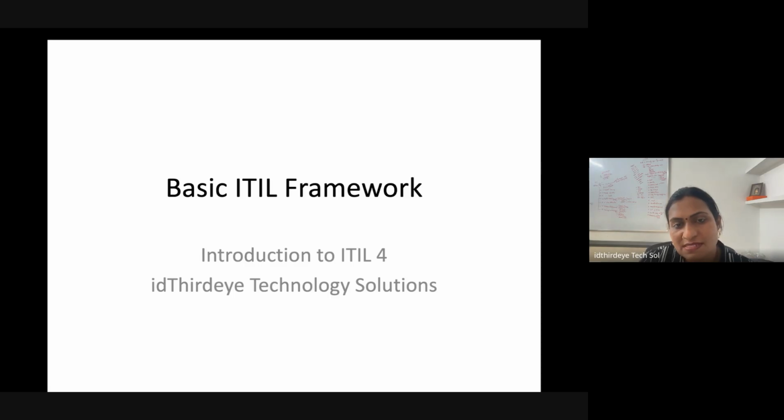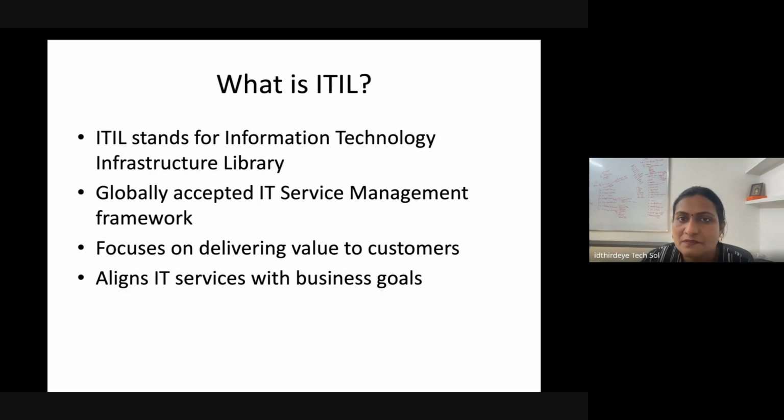So this is the basic ITIL framework, which I'm going to walk you through. Currently the version of ITIL existing in the market is ITIL 4.0. So what is ITIL? Whatever I had told, ITIL is the Information Technology Infrastructure Library. It is a globally accepted IT service management framework, and it focuses on delivering value to the customers.